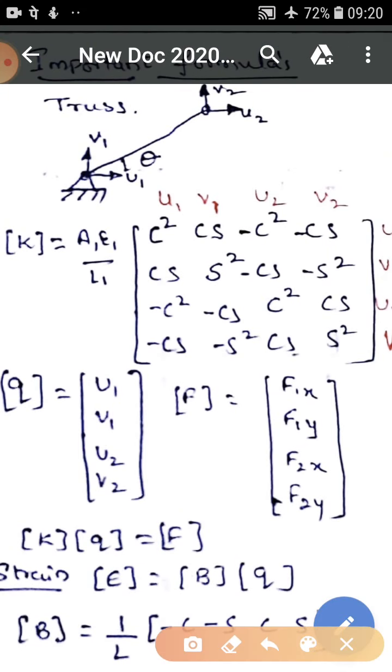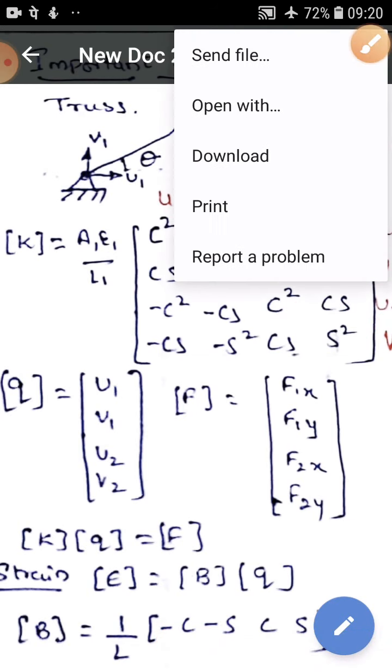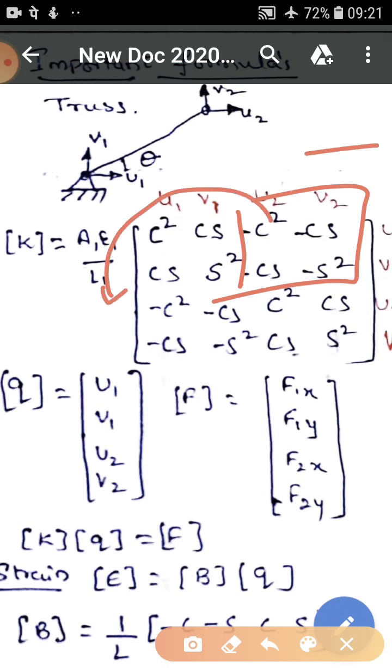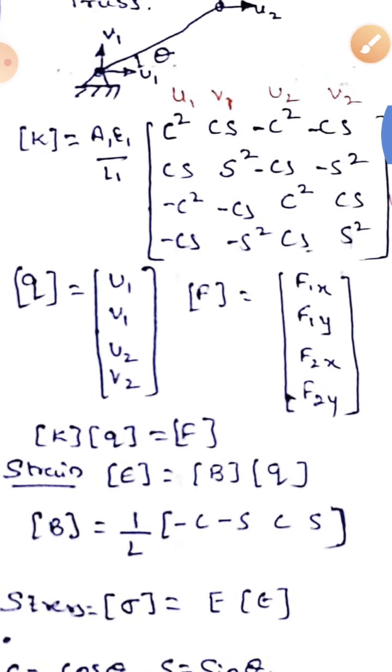How to remember this? This is C square, CS, C square, CS, S square, CS, S square, C square, CS, S square. Then put a negative symbol for the top right 4 elements. Because the matrix is symmetric, all the values are the same on the other side of the principal diagonal. This is just a method to remember it. That negative symbol I had forgotten there.